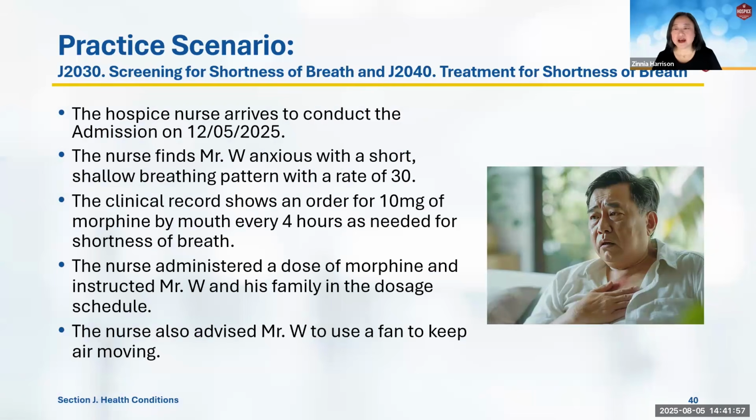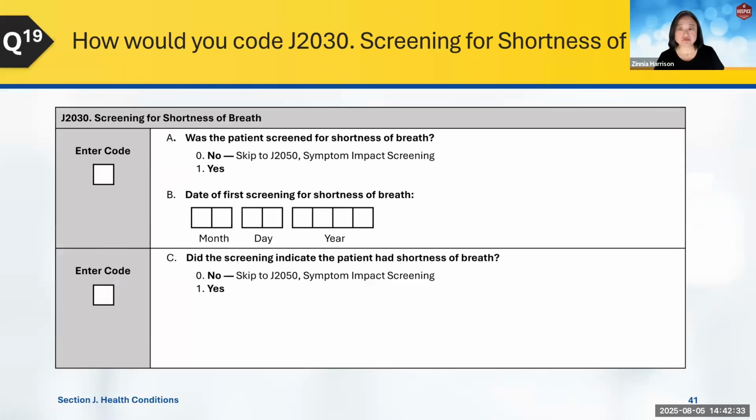Thanks, Teresa. So the hospice nurse arrives to conduct the admission on December 5th, 2025. The nurse finds Mr. W anxious with a short, shallow breathing pattern with a rate of 30. The clinical record shows an order for 10 milligrams of morphine by mouth every 4 hours as needed for shortness of breath. The nurse administers a dose of morphine and instructs Mr. W and his family in the dosage schedule. So the nurse also advises Mr. W to use a fan to keep the air moving. So let's launch the poll.